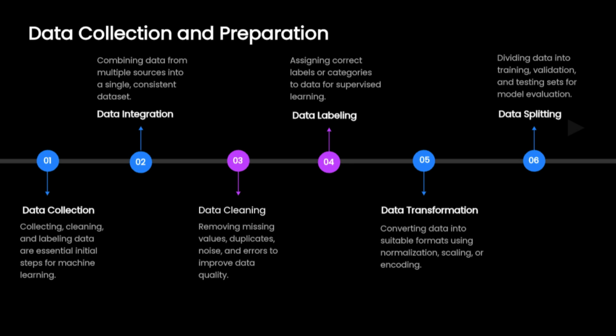Once the data is clean, data labeling is done, especially for supervised learning. This means assigning correct labels or categories so the model knows what it is learning. Then we move to data transformation, where data is converted into suitable formats using techniques like normalization, scaling, or encoding. Finally, the data is split into training, validation, and testing sets. This helps us train the model properly and evaluate its performance on unseen data. These steps together form the foundation of an effective machine learning workflow.